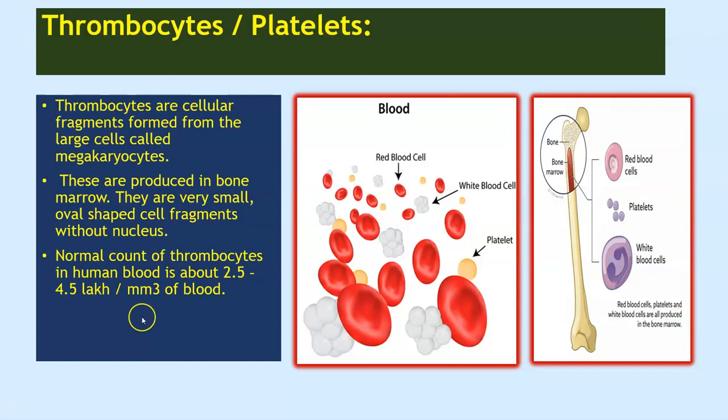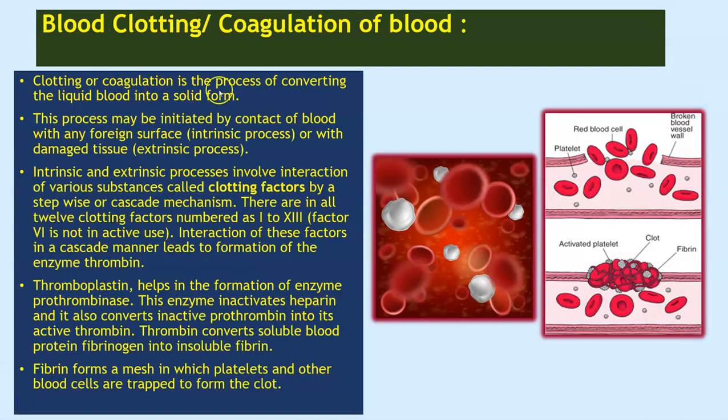So let us see the phenomenon of blood clotting. Clotting or coagulation is a process of converting liquid blood into a solid form. This process may be initiated by contact of blood with any foreign surface, which is the intrinsic process, or with damaged tissue, which is the extrinsic process. Intrinsic and extrinsic processes involve interaction of various substances called clotting factors by a stepwise or cascade mechanism.